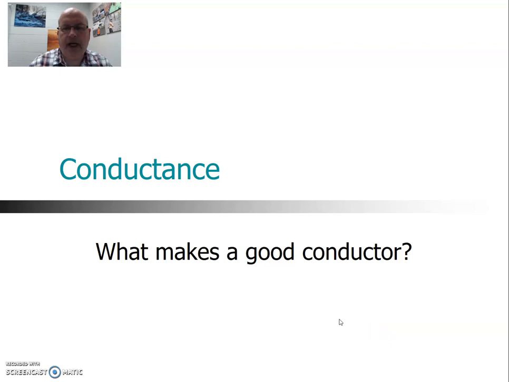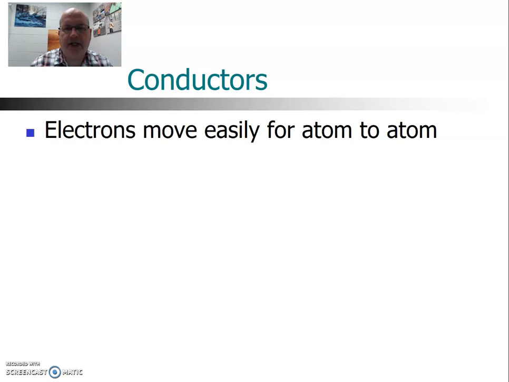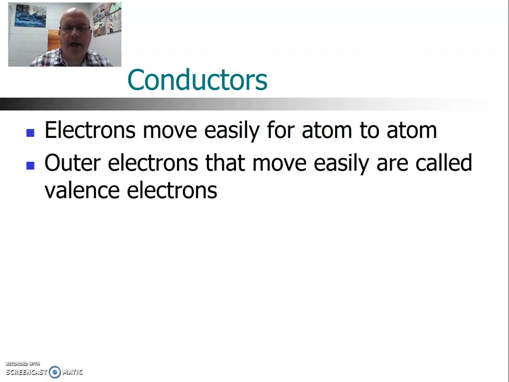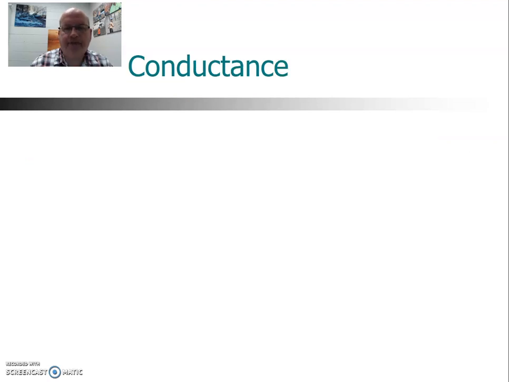Today we're going to look at what makes a good conductor. A good conductor is a material that allows electrons to move easily from atom to atom. The electrons that move are the outermost electrons around the atom, and these are called the valence electrons. Of course, when you move electrons around, what you're really doing is creating a current.